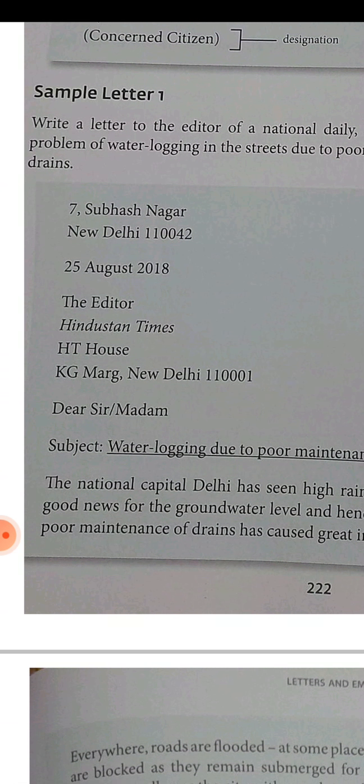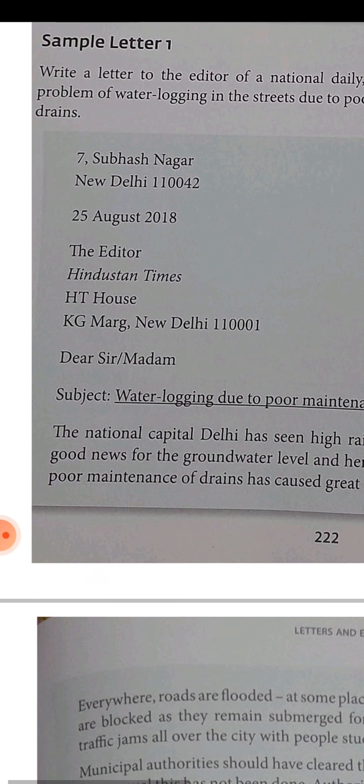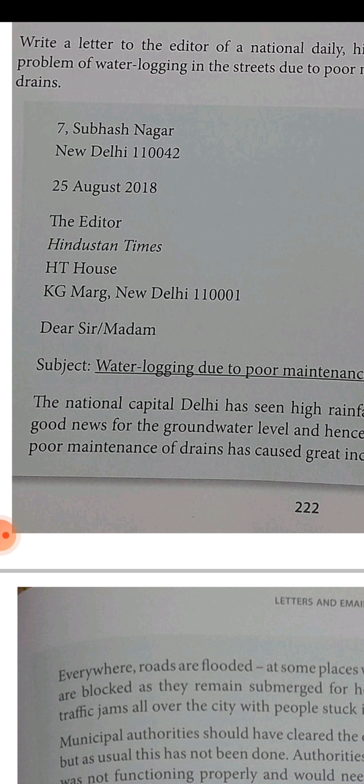So on the top left we can see that the address of that person is written, and leaving one line there is date, and then leaving one line there is the designation of the person to whom you are writing the letter. So here the designation is the editor, Hindustan Times, HT House, KG Marg, New Delhi 110001. So here the address is also written and the pin code of that person is also written. So you will write the official address, not the personal address of that person. Okay, so here official address will be written.